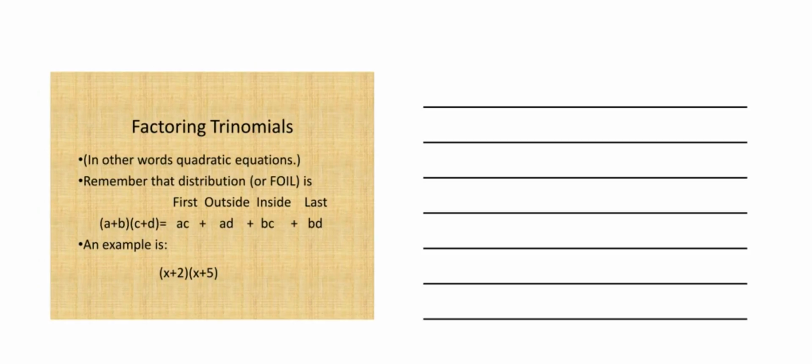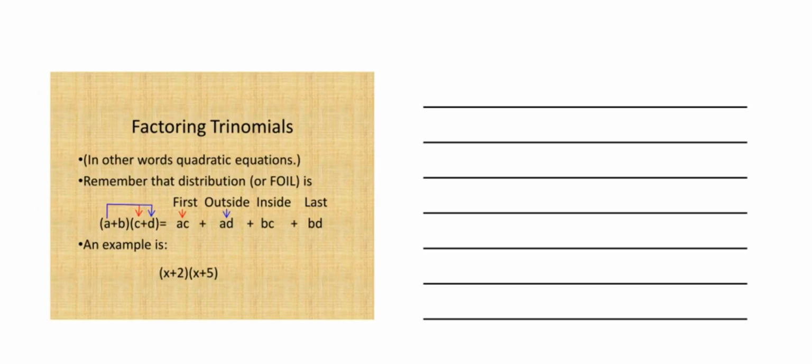Factoring trinomials, in other words, quadratic equations. Remember, the distribution or FOIL is first, outside, inside, last. Well, first of each parenthesis, a times c gives us ac. Outside of each parenthesis, a times d gives us ad.